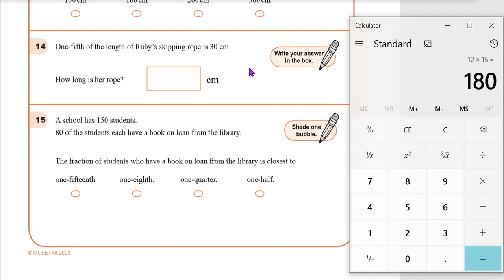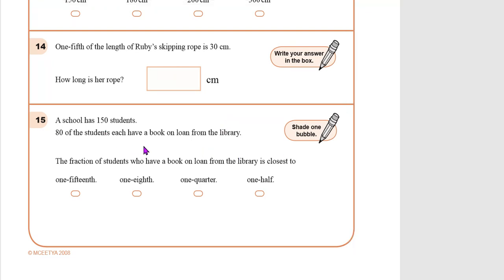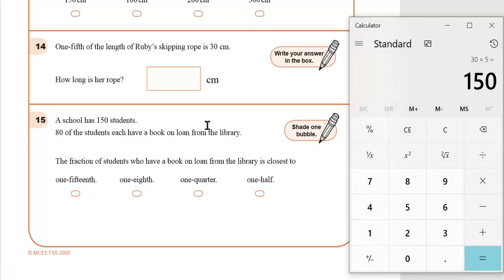1/5 of the length of Ruby's skipping rope is 30 centimeters, so how long is her rope? Well, if 30 is 1/5, then you need to times that by 5 to get a whole, 150 centimeters. If a school has 150 students, the fraction of students who have a book on loan from the library is closest to, you just need to do 80 divided by 150.